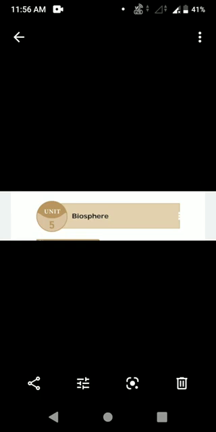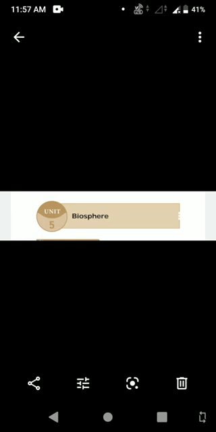Biosphere. You all know what you mean by biosphere, isn't it? That is the life supporting layer. This biosphere is divided into how many layers? 3 layers: lithosphere, hydrosphere and atmosphere. In this biosphere only flora and fauna are found.